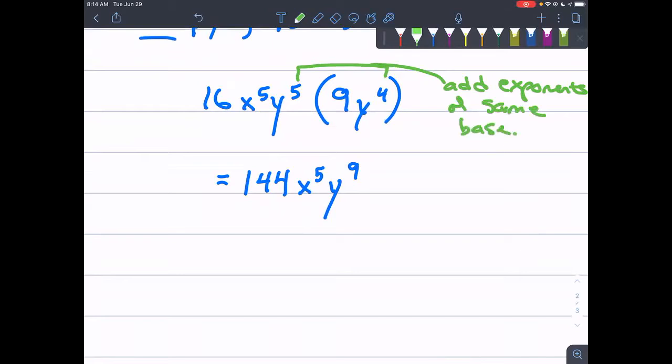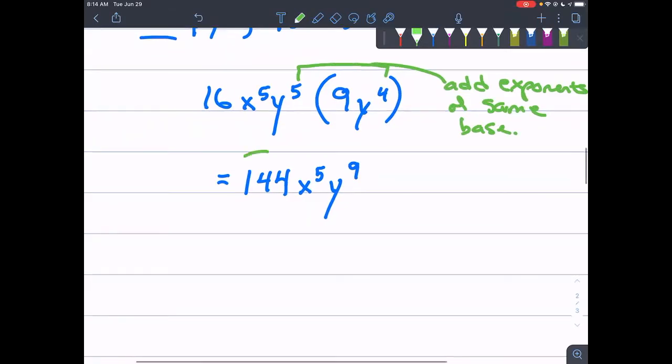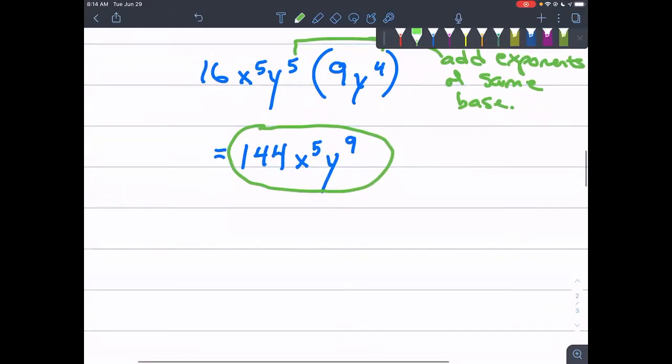Add exponents if you're multiplying the same base. If there was another x in there, we'd do the same thing with it. Maybe it would be x to the 3rd, and we put x to the 5th and x to the 3rd together and get x to the 8th. So just multiply the numbers and then add the exponents of the variables.